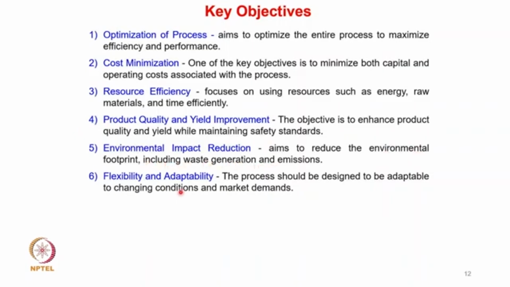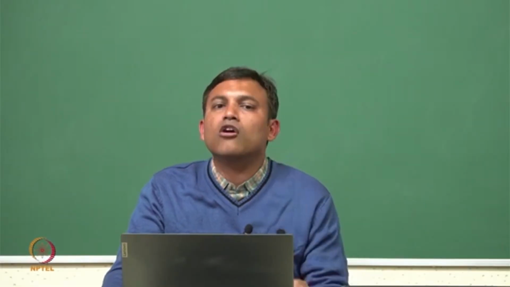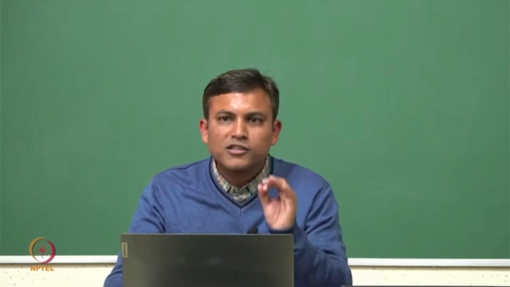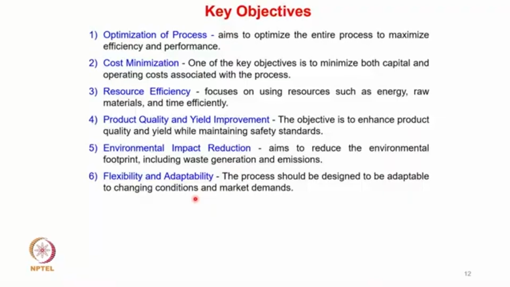So this particular aspect is extremely important in the current scenario, where the process flow sheets are not generated only based on the economic viability, but also the sustainability in terms of the environmental protection as well as the societal requirement. The last important objective that needs to be satisfied while generating the process flow sheet is flexibility and adaptability. Clearly, if you see the timeline of refineries or process plants, it spans decades. So the process should be designed in such a way that it can adapt to the changing conditions and market demand.